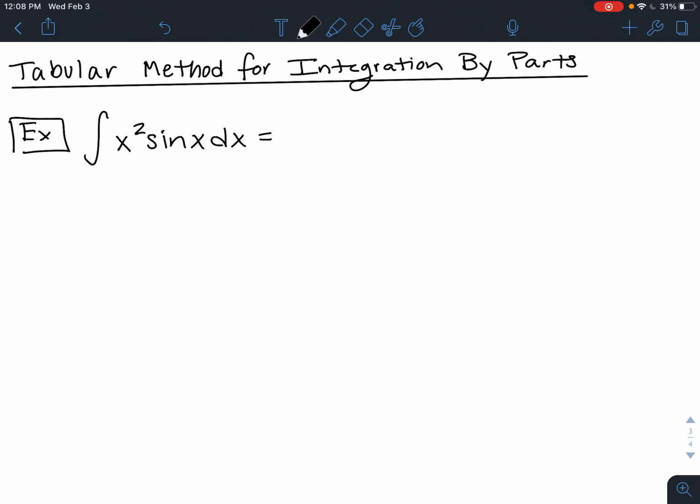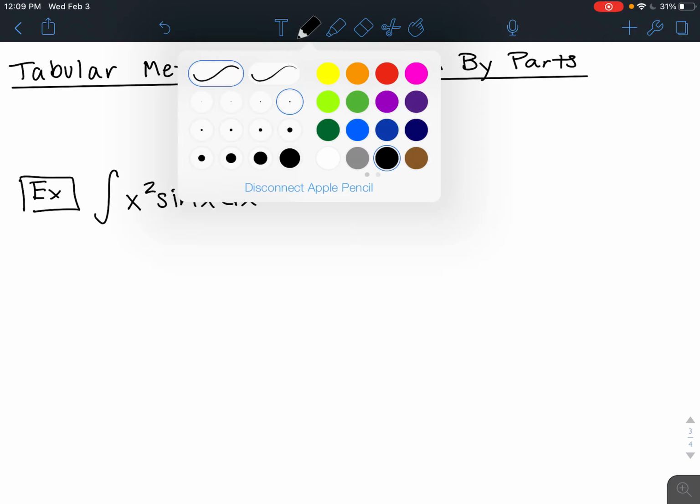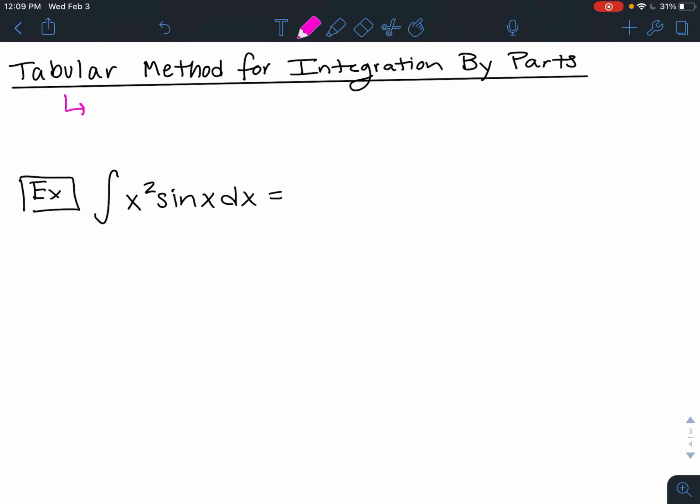So I'm going to show you something called the tabular method, whatever you want to say it as, right? And this is going to be used for multiple repetitions of integration by parts. Right, so this is really helpful if you know you're going to use multiple iterations of integration by parts. It's also just a great way to organize your work, and I find that a lot of times students just make sure that they don't miss anything this way.